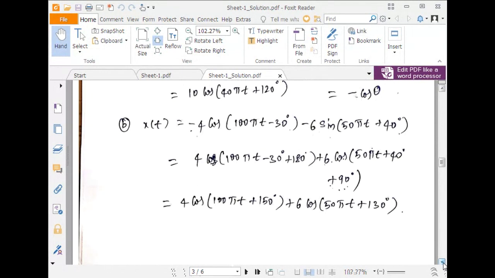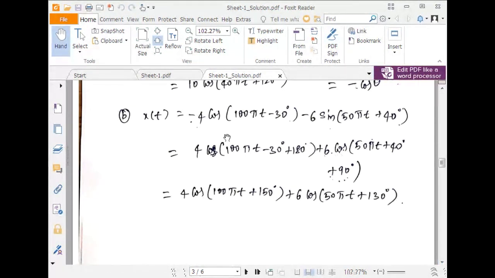For the next question B, there are two terms. One is negative sign of cos, another is negative sign of sine. By using the formula, adding 180 degrees makes cos positive, and adding 90 degrees for sine becomes negative. Negative and negative cancel, and also sine becomes cos for positive 90 degrees.